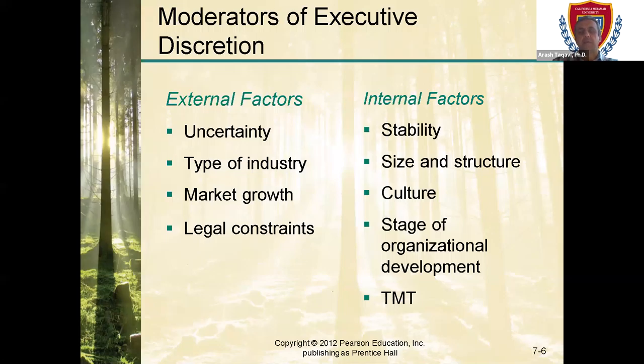Moderators of executive discretion. We have two parts, as with every other thing, always two parts. Internal parts, external parts. Subjective parts, objective parts. And the relationship between the two parts. Physical experiment, mental experiment, subjective experiment, objective experiment, internal experiment, external experiment, okay? We have two parts of executive discretion as the moderators. One part is external factors, the other part is internal factors.